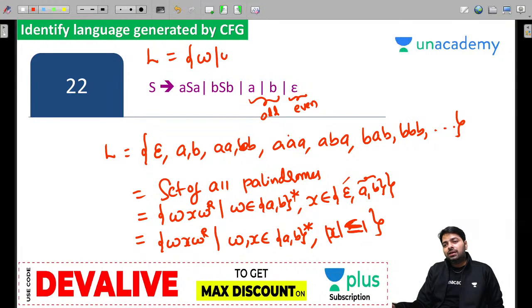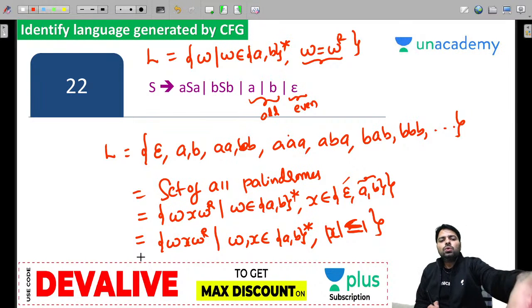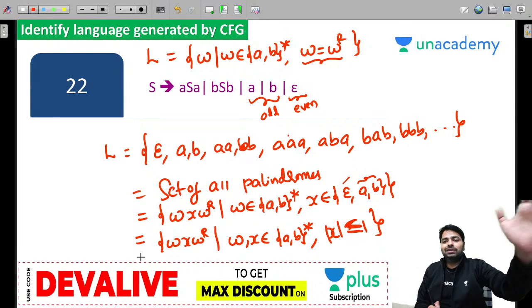W such that W belongs to A comma B whole star, where W is equal to W power R. Every palindrome comes now. Odd or even doesn't matter. That's all now. I'm not mentioning whether the length of W is even or odd. Everybody comes now. This is also another way to represent. So many ways to write the language, guys.